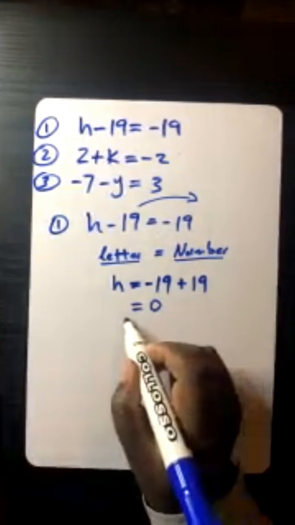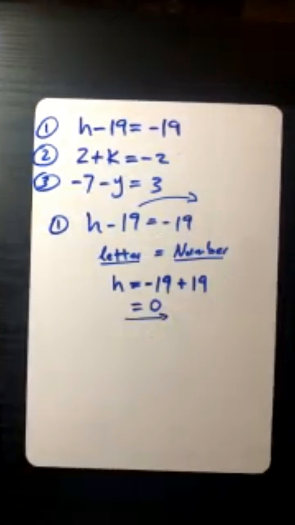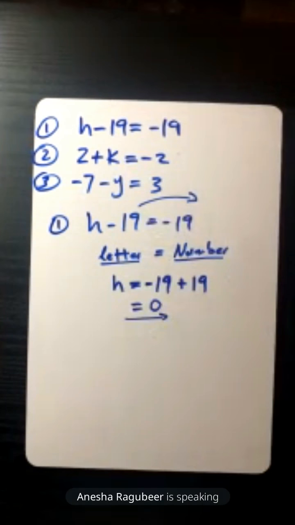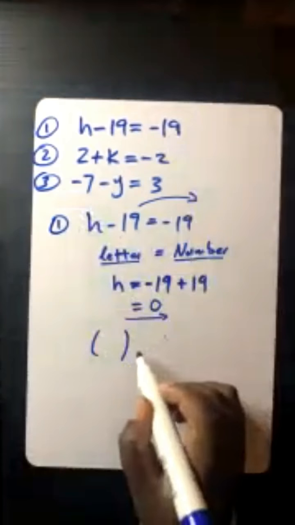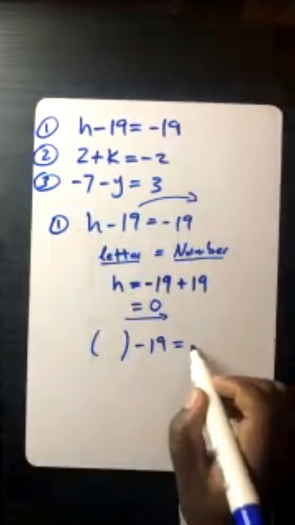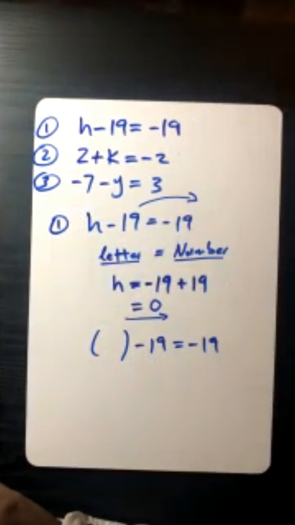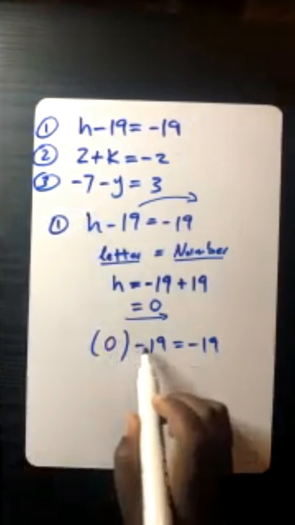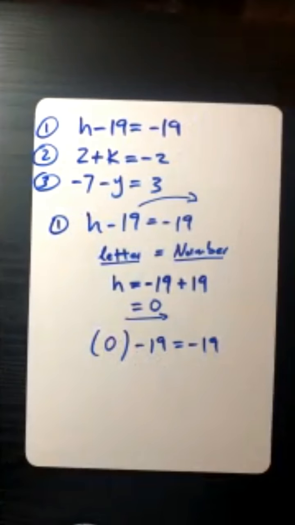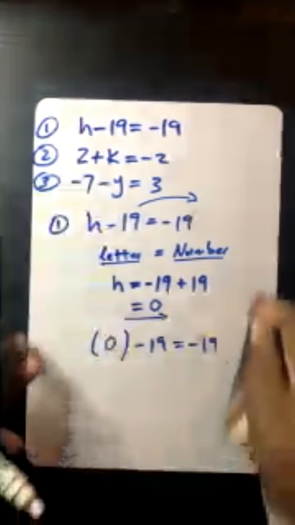Then what does it mean? What does that 0 mean, Shreyas? It stands for h, which equals to 0. It stands for h. That means when you substitute 0 minus 19, it must be equal to a negative 19, isn't it? Yes, sir. So when you say 0 minus 19, are you getting negative 19? Yes, sir. 100%.